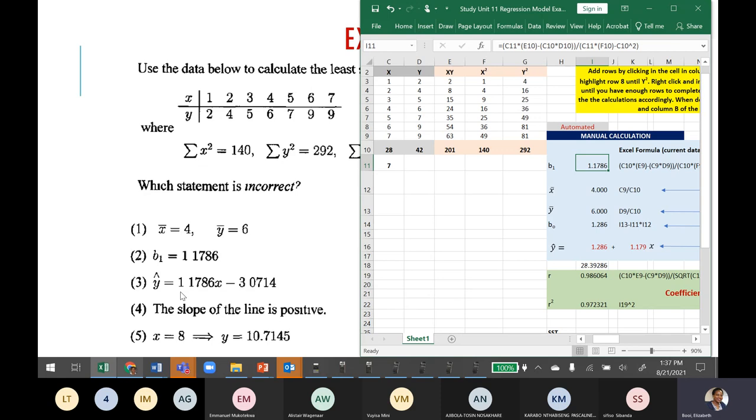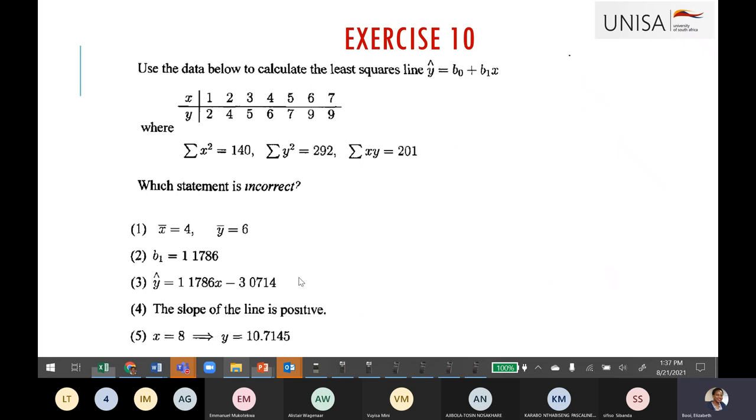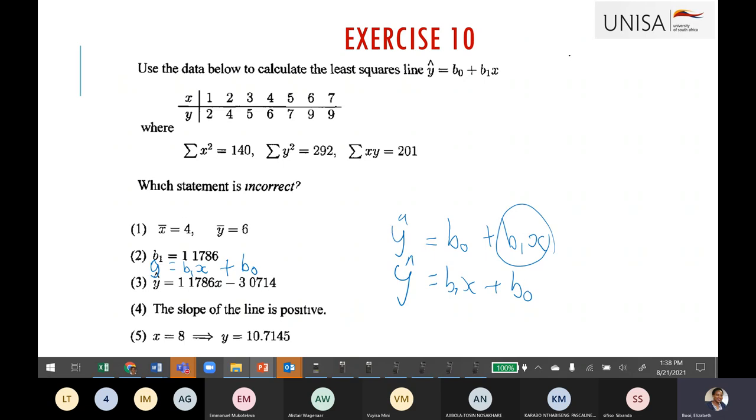Okay, and that's B1. Then it says the equation, and you must be very careful how they wrote this. As you can see, the value is multiplying X. So we need to rewrite the equation as we know it. It will be Y hat equals B1 X plus B0, because B1 needs to multiply X. Regardless of whether they write it like Y hat equals B0 plus B1 X, we always need to know that B1 multiplies X. The slope always multiplies the X. They can rearrange the equation, but it will always be the same. So this same equation can be written as B1 X plus B0, which is what they wrote there.